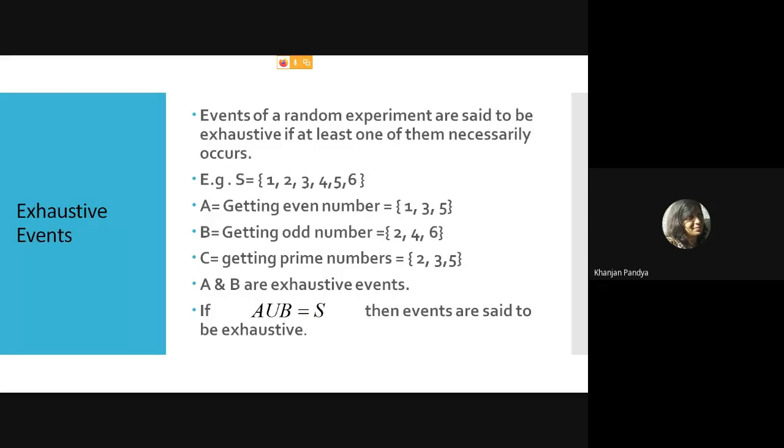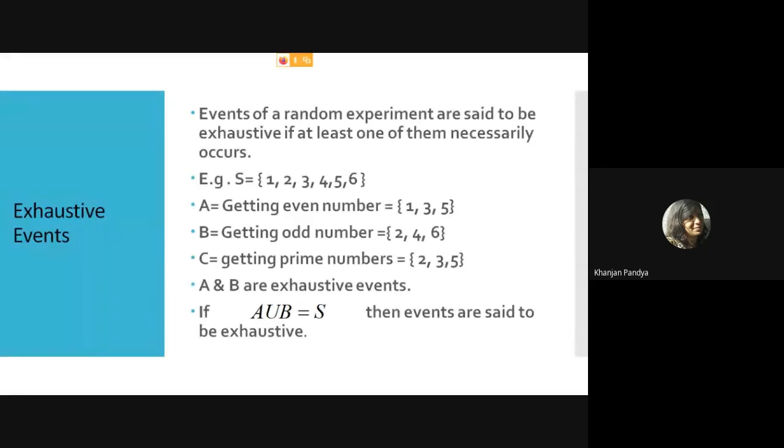Now next is exhaustive events. What is the definition? Events of a random experiment are said to be exhaustive if at least one of them necessarily occurs. Now, the definition may not be clear, right? That's why I have given an example. Suppose you are throwing a die. A die has 6 sides: 1, 2, 3, 4, 5, and 6. So S is the sample space.